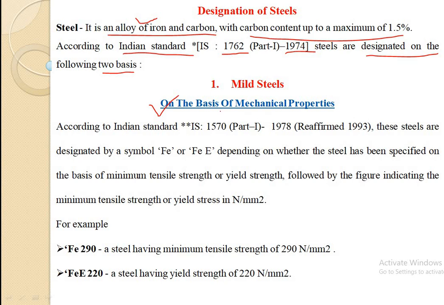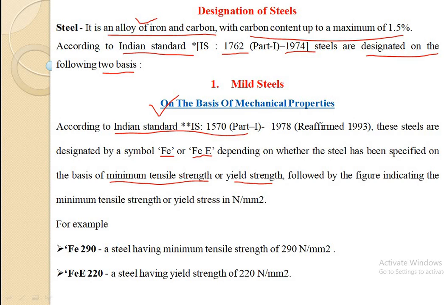Now let's see how the mild steel is designated on the basis of mechanical property. This designation is carried out as per this standard, that is IS 1570. These steels are designated by a symbol Fe or FeE depending upon whether the steel has been specified on the basis of minimum tensile strength or yield strength. This is most important. The steel is designated on the basis of these two criteria, that is the minimum tensile strength and yield strength.